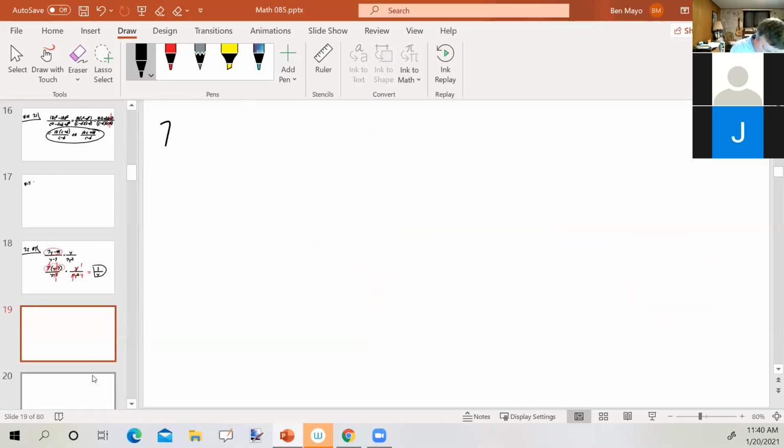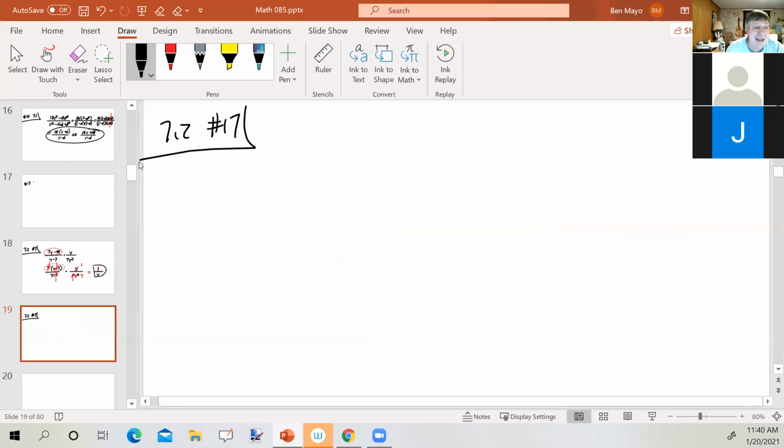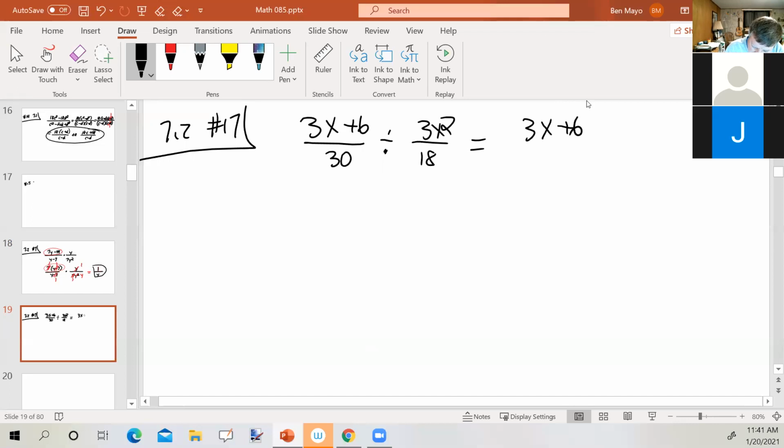Yes. Okay, this is 7.2, number 17. It says divide and then simplify if possible. So we've got 3x plus 6 over 30 divided by 3x squared over 18. Well, the first thing I'm going to do is change dividing by a fraction into multiplying by its reciprocal. So I get 3x plus 6 over 30 times 18 over 3x squared.